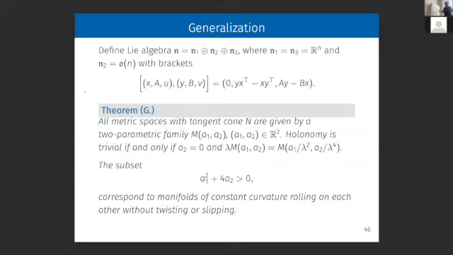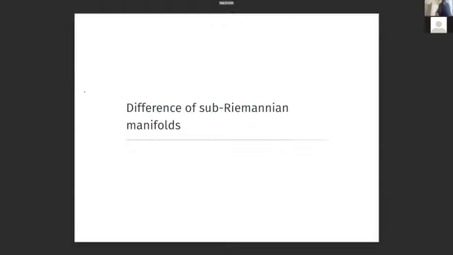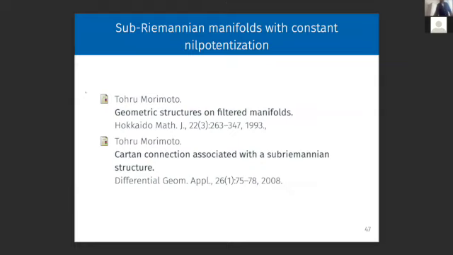And then in most cases, it's not known what the model spaces are. So I did some more with my students, where we looked at some lower dimensional models, and showed that different versions of G2, the exceptional Lie group, show up there. But in general, very little is known about what these spaces are. Now, let's go back to differences between sub-Riemannian manifolds.